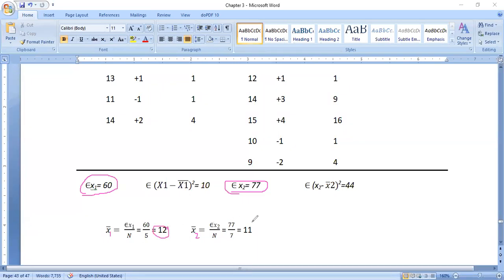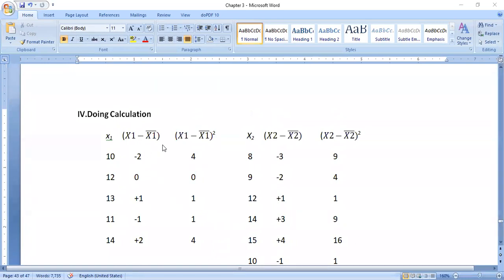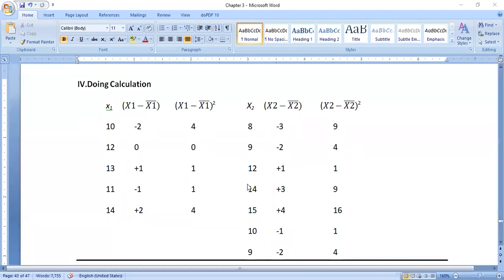And then this is drug B, where 7 values are there. Yes, 77 by 7, we got 11. In this way, the x bar 1 value and x bar 2 value we need to find out. Then after that, what do we have to do? Then immediately these values will be taken in this place: x1 minus x bar 1, and x2 minus x bar 2 here.